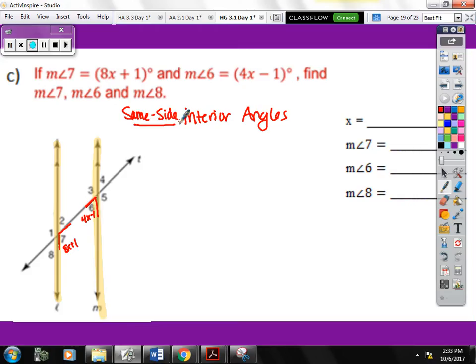And we learned through our theorems and postulates today that same side interior angles, when we have parallel lines, which we do, are going to be supplementary, which means they sum to 180. So we can say that the measure of angle 7 plus the measure of angle 6 has to equal 180 by the definition of supplementary angles. And then we can substitute in and add these measures together.